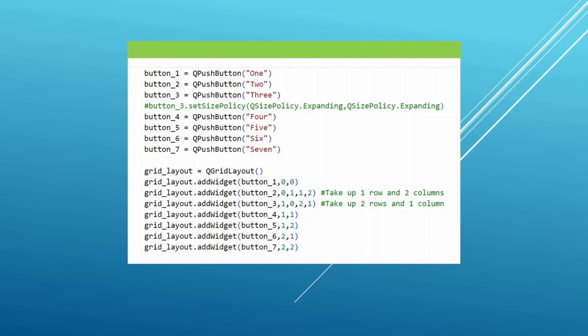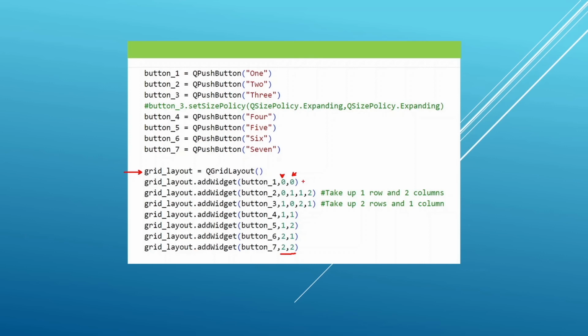We have our buttons. We are setting them up, button 1 all the way to button 7. We set up a grid layout component, and we specify the location where the buttons are going to live. For example, button 1 is going to be at 0, 0. So the first one is the row, the other one is the column. Button 2 is going to live at 0, 1. Button 3 is going to live at 1, 0. Button 4 is going to live at 1, 1. And all the way to button 7, which is going to be living at 2, 2.